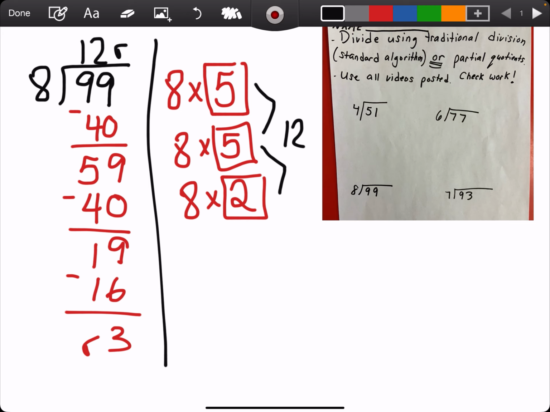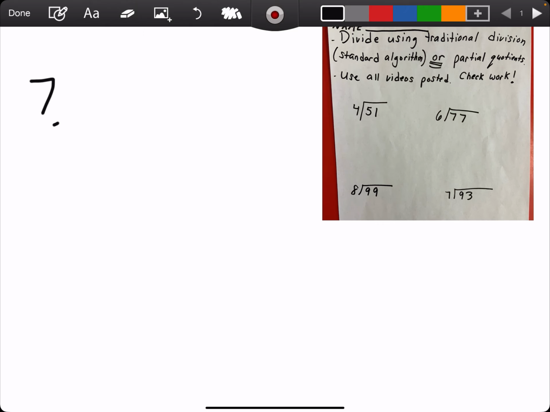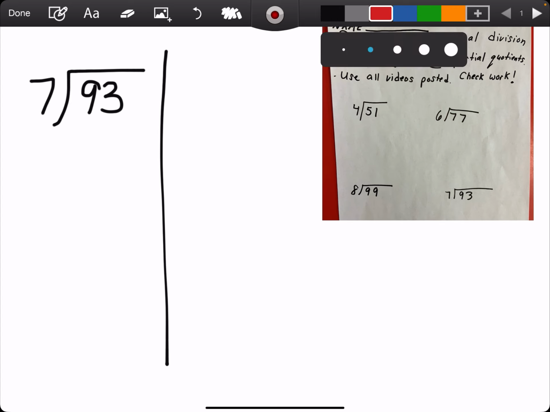12, remainder 3. Okay? It's really not much more work than your standard algorithm either. I actually think it may be a little less. All right? And the last one is going to be 7 into 93. Draw my line.